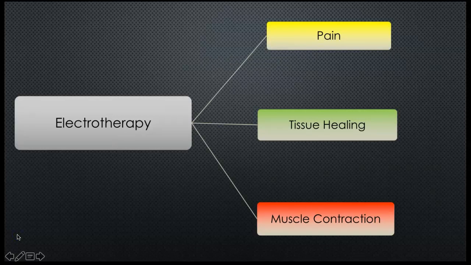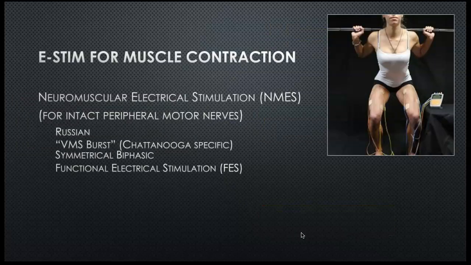All right, so remember the 3 major reasons you use all these different types of e-stim: for pain, for tissue healing, muscle contraction. So now what I'm going to do is kind of break down some of the specific types of e-stim for those different reasons. So we're going to start with muscle contraction.